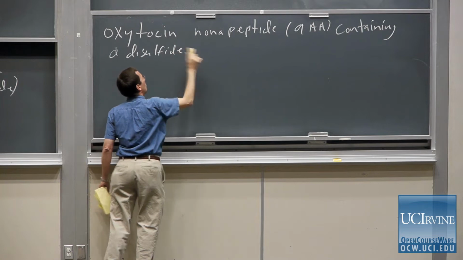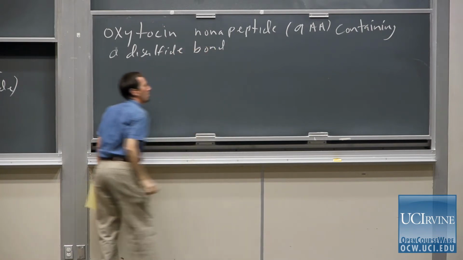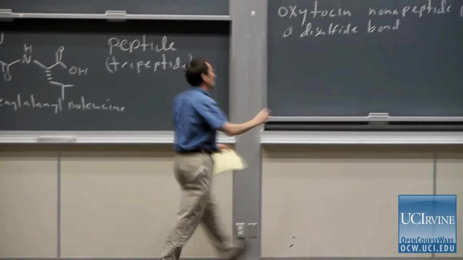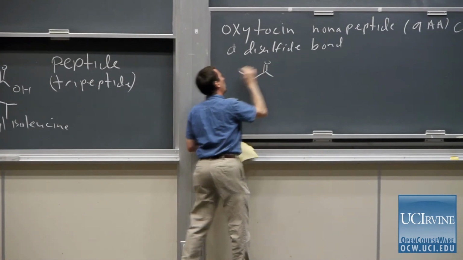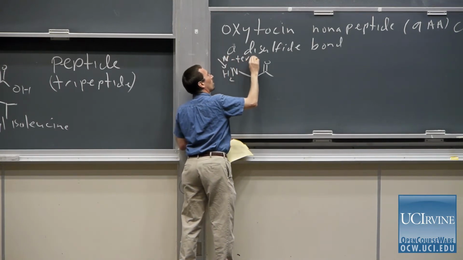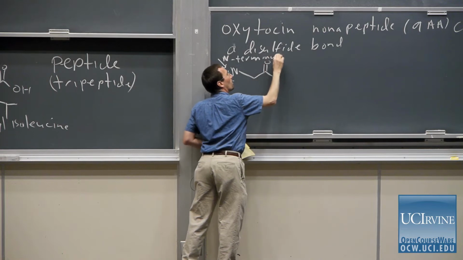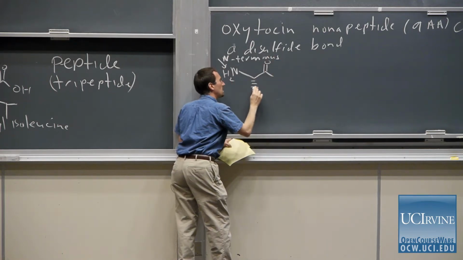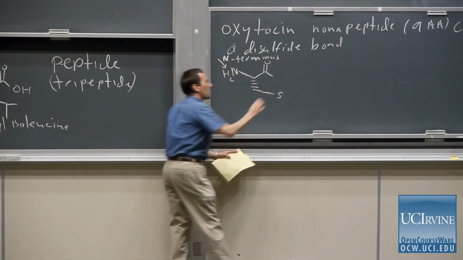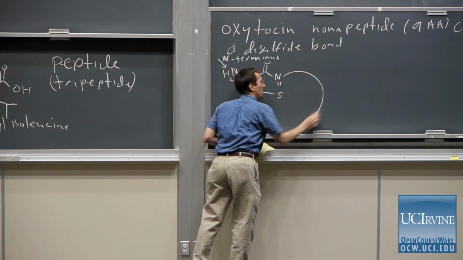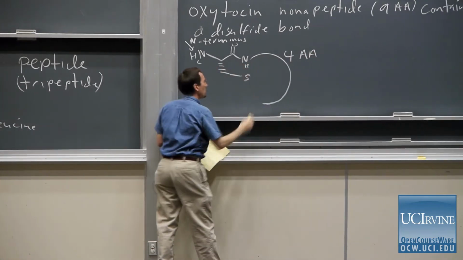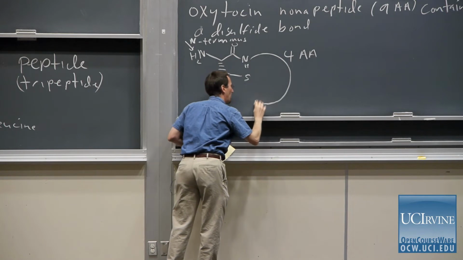I'll just give you a cartoon of the structure, but I want to talk about it. So I'm not going to even draw out all the 9 amino acids in it. The N-terminal amino acid, the back end, so this is called the N-terminus, is a cysteine. Cysteine is like alanine, but with a sulfur instead of a CH3 group. And then you run through another 4 amino acids. And then the molecule snakes back on itself.